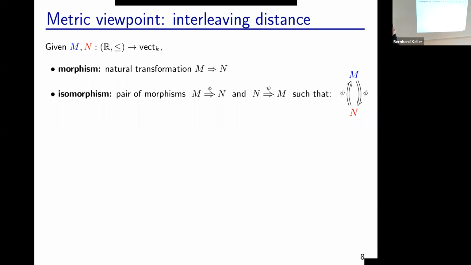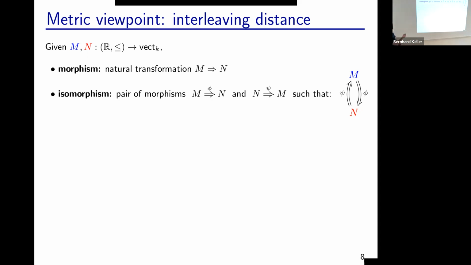And so what's interesting with this mathematical framework is that we do get a notion of stability of the barcodes, and it's expressed as follows. On the category of functors from the real line seen as a poset to the finite dimensional vector spaces, we can put a metric, which is called the interleaving distance. So where does this distance come from?